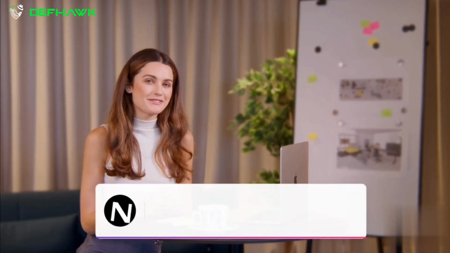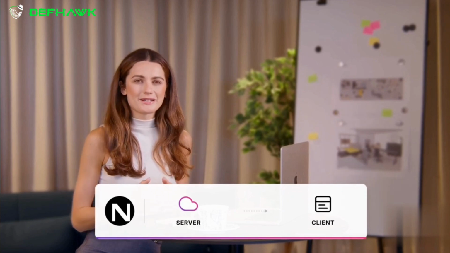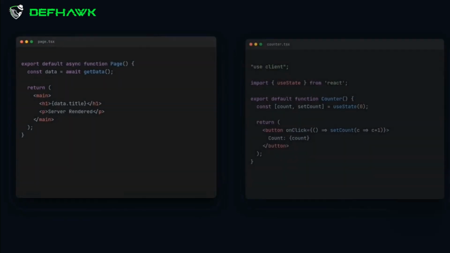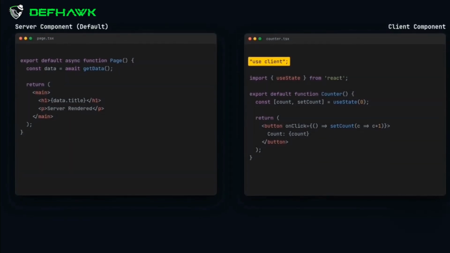In Next.js, React server components are the core of the app router. They run directly on the server, not the browser. This means safe access to databases and backend services. Your logic stays on the server, the browser only sees the result. By default, everything is a server component. You only add use client when you explicitly need browser interactivity.